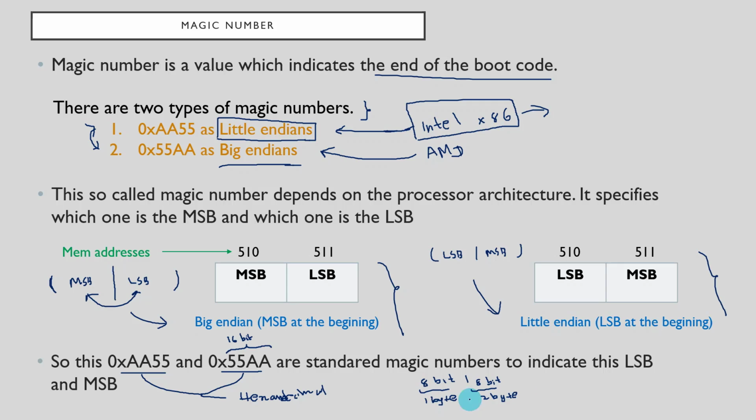Okay, so if we consider the first byte as MSB, then it is big endian. If we consider the second byte as MSB, or most significant byte, then it is little endian. This is just an architecture, how these processors and other hardware work. Okay, so this is about magic numbers.